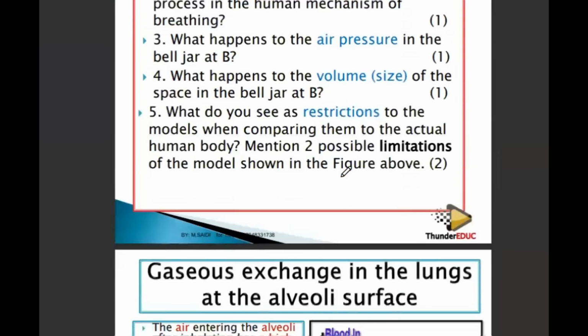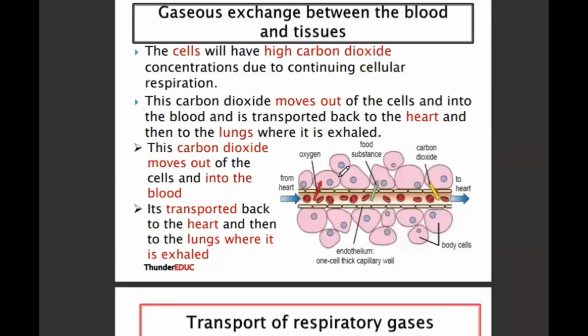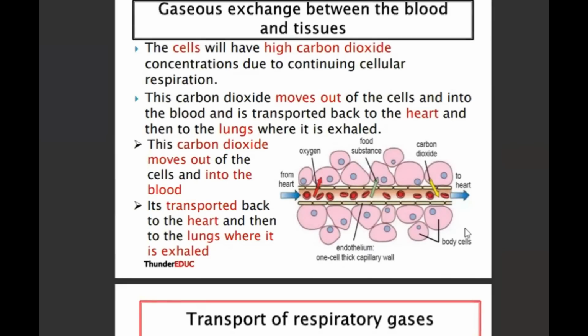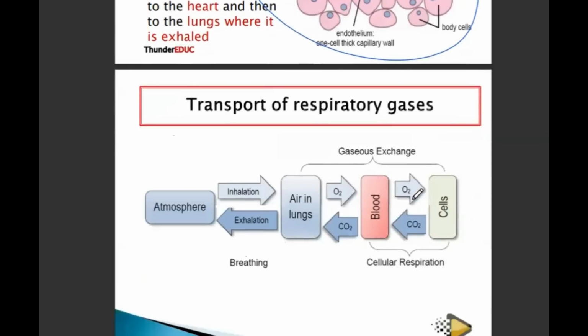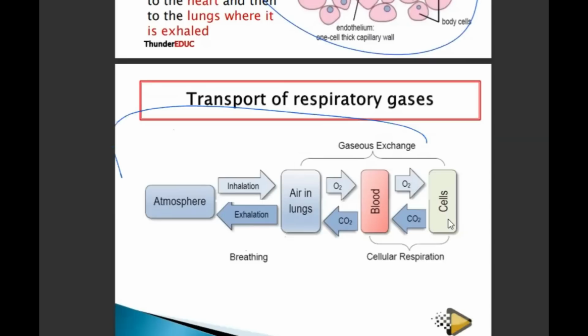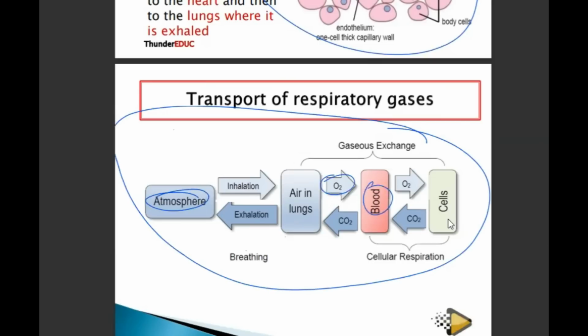Then this I've talked about. What is this? This is exchange of substances in the tissue. Sometimes we bring this, and then it shows the whole thing, and then we hide this, this, this. And then you have to know that, okay, this is inhalation, air in the lungs, oxygen goes to the blood, oxygen goes to the cells, carbon dioxide is pumped out, carbon dioxide in the lungs, and then is exhaled. So please, you have to know that.